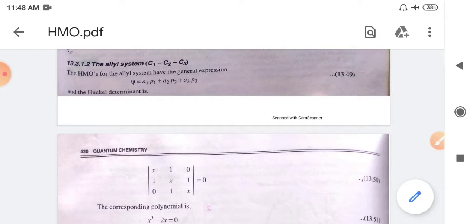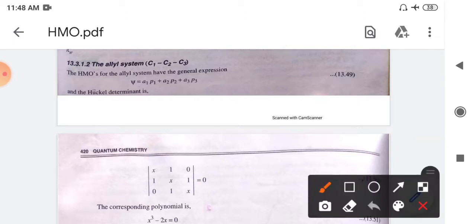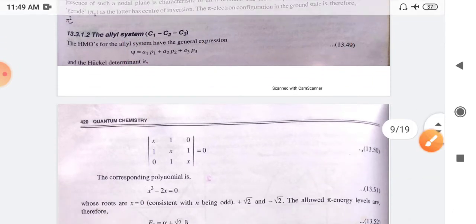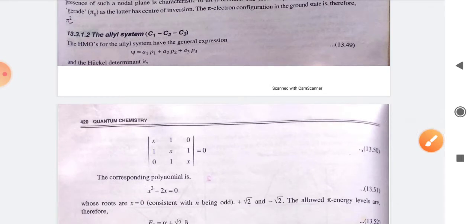So what is the wave equation? The general wave equation is psi equals A1P1 plus A2P2 plus A3P3, which is the linear combination of all the three orbitals involved from carbon atom number 1, carbon 2, carbon 3. The first step is to write the skeletal structure, which is C1 bonded to C2 bonded to C3, and write down the wave equation, or the general expression of the wave, for the given system.